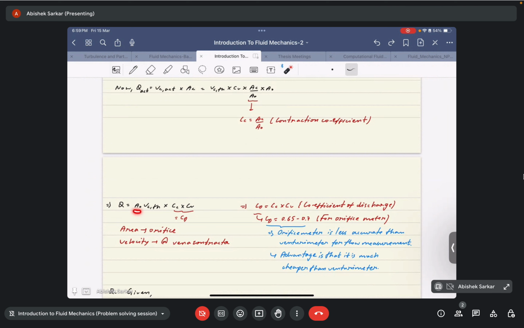Now this A0 comes from this expression because we have multiplied and divided by A0 here. So it's initially AC, but we multiplied and divided by A0. VC theoretical exists, which we can find from Bernoulli's equation and the principle of manometry. CV exists, and this gives us CC, so CV into CC gives us the coefficient of discharge CD for an orifice meter, and A0 exists because of the additional multiplication and division that we have done to obtain the coefficient of contraction. So this is how A0 comes into the picture. I hope this expression is clear.